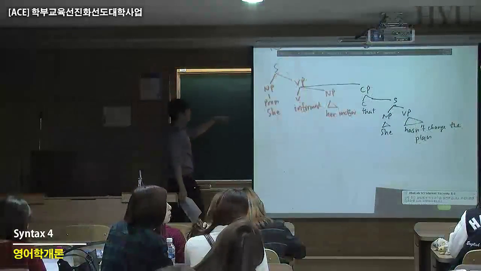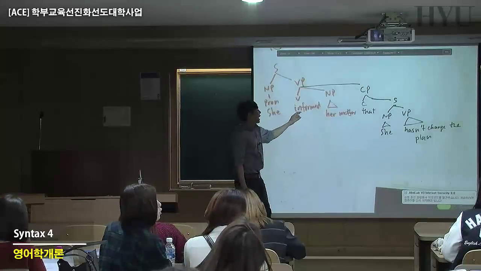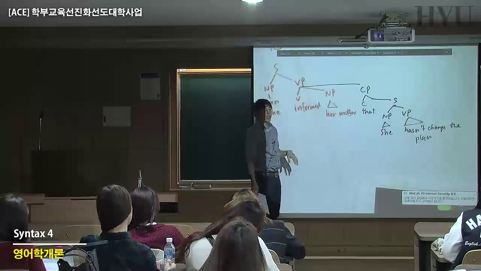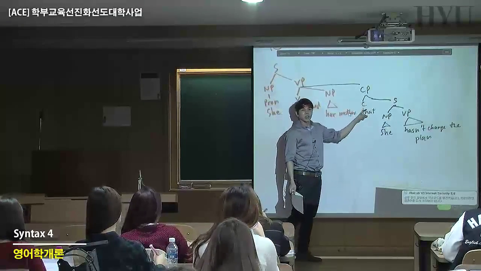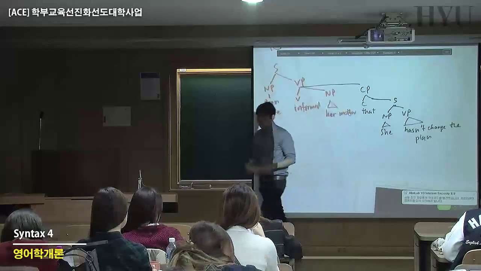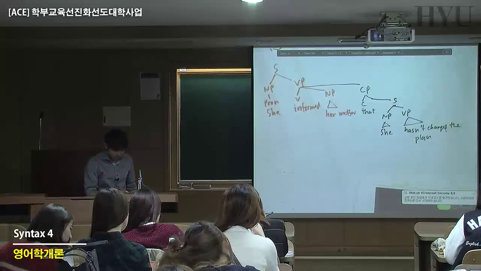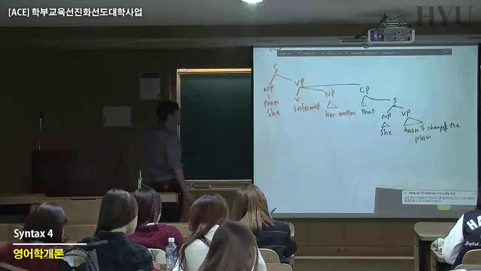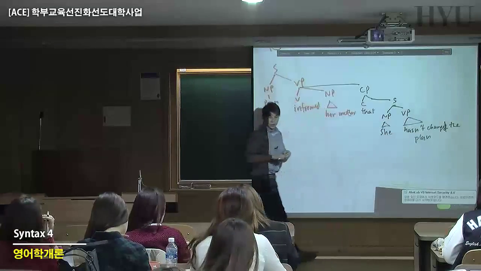So we have she, which is a pronoun, right? And then inform, which is the main verb. And then her mother, which is an NP, right? Dead, and then N, like that. And then a CP is here, with the C, that being the complementizer. And then she hasn't changed the plan, like that. Okay? So hasn't is an aux, right? Aux, and then changed the V, like that. Okay?